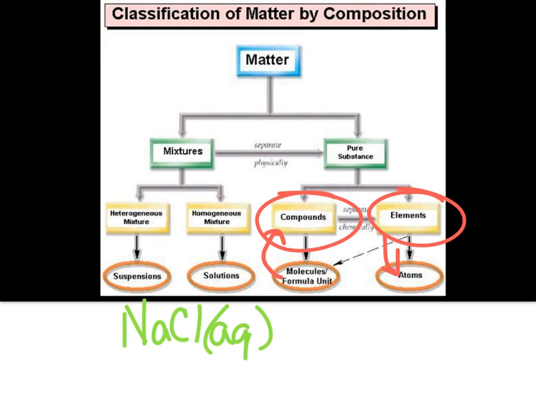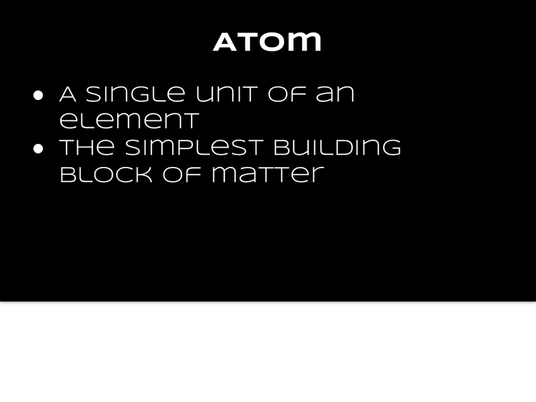Okay, so now we've got molecules, which we'll talk about the definition of later on in the year, and we have atoms. Keep in mind that you will recognize an element by looking at your periodic table. If it is on the periodic table, and use Table S to your advantage with all the names, if it is on Table S, then it is a pure element. Once again, take this opportunity to write the definition of atom in your interactive notebook on page 11. A single unit of an element is an atom. It's the simplest building block of matter.